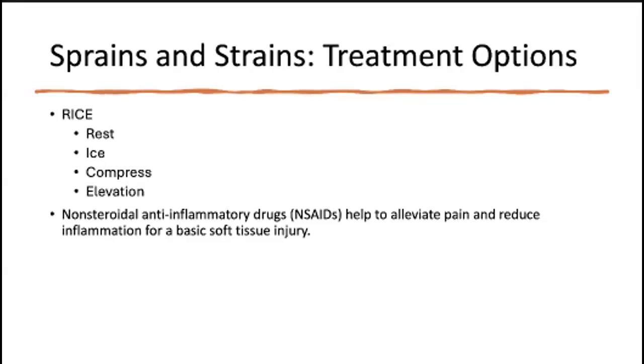E is for elevation. Elevating the injury above the level of the heart reduces edema by increasing venous and lymphatic return, and it helps reduce pain associated with blood engorgement at the injury site.